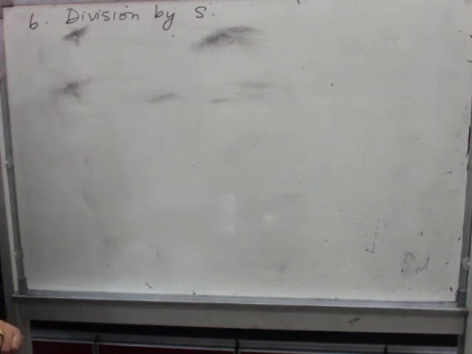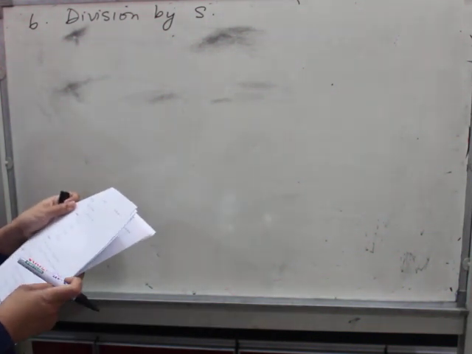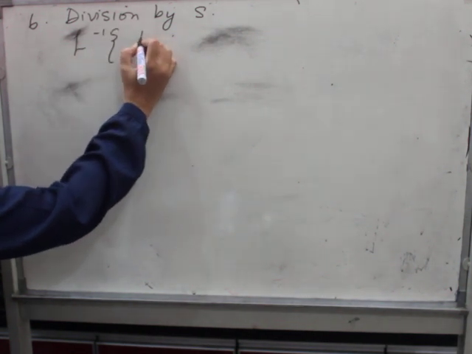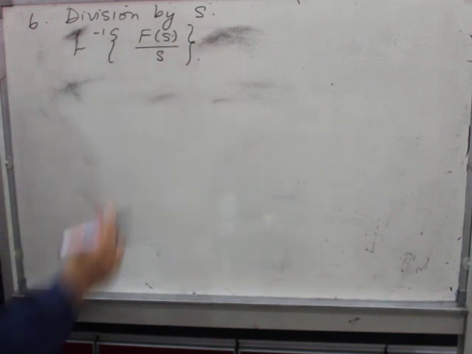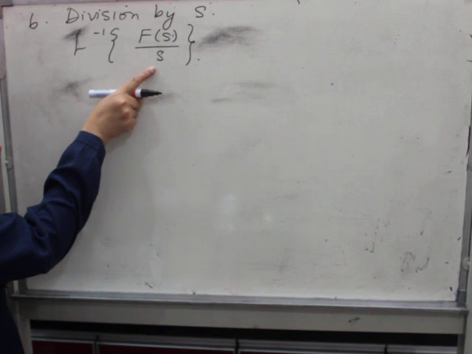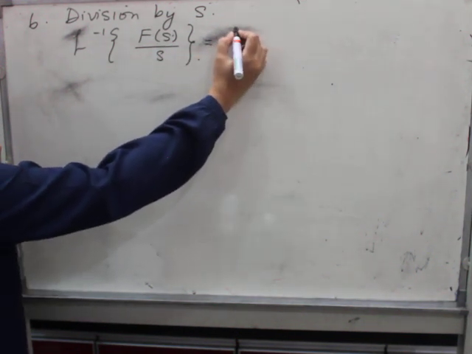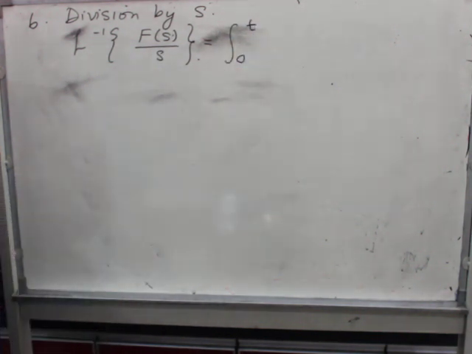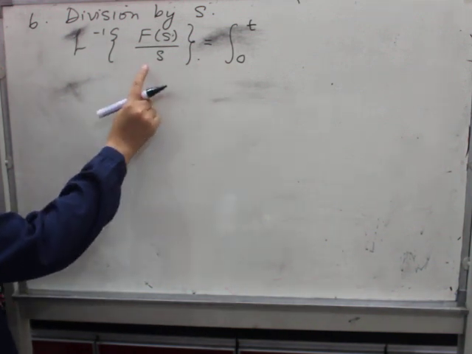Okay, so in the notes, what is division by S? The Laplace inverse of any F(s) divided by S. This is what we call division by S. Any F(s) divided by S is the integration from 0 to t. We just differentiate. Remember our Laplace of integral? So we divide by S.